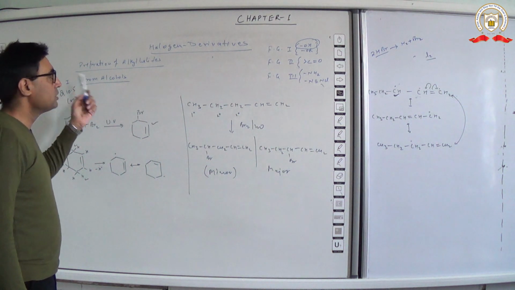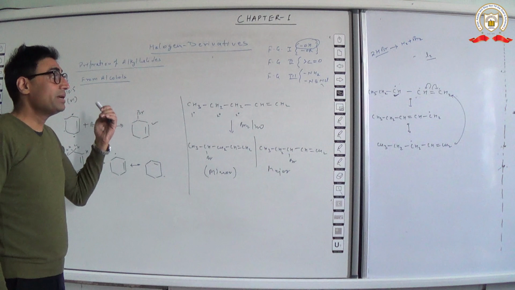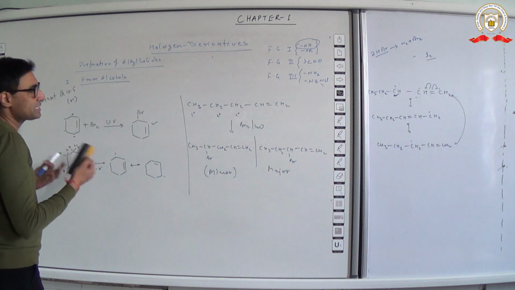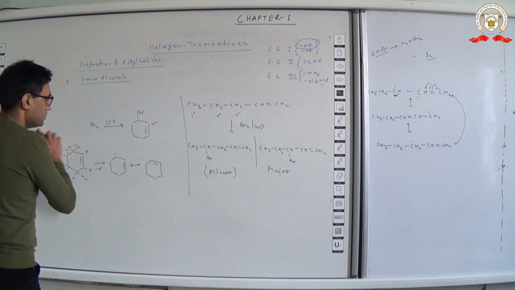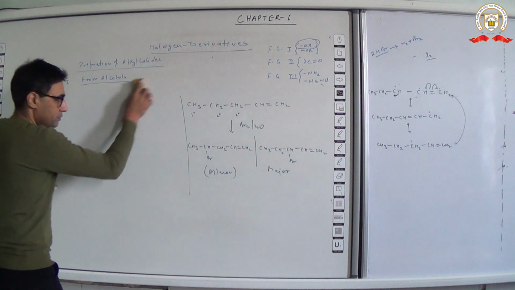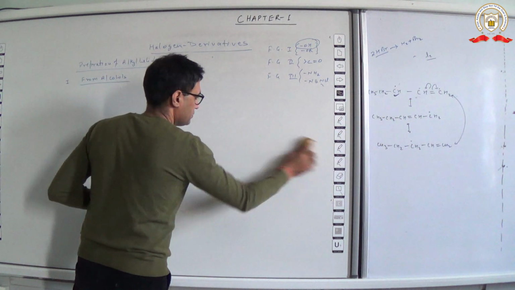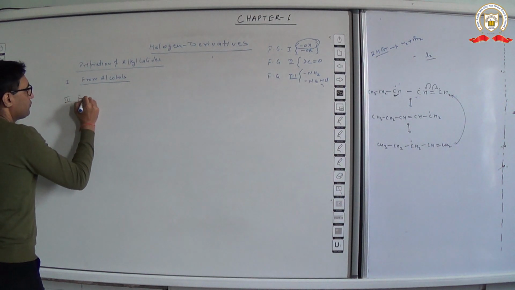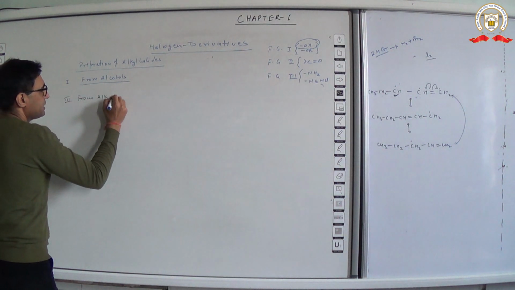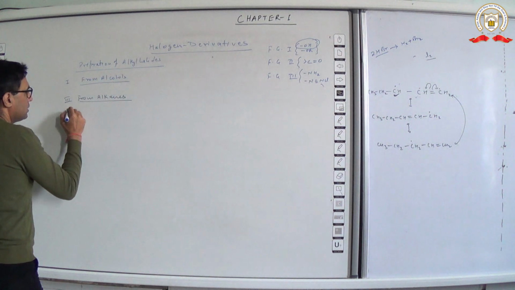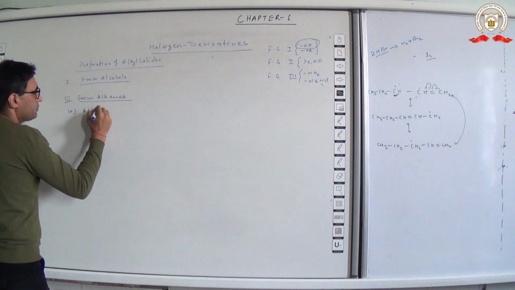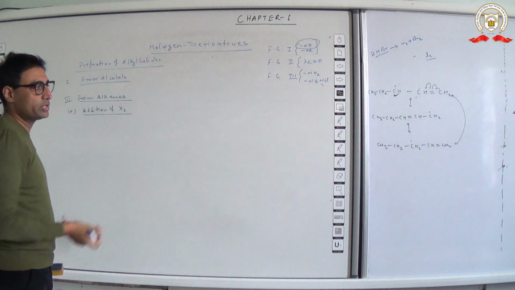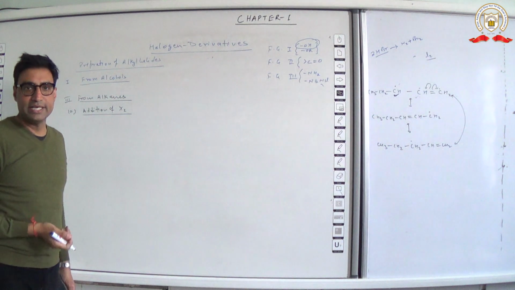From alcohol we have done, then from alkanes we have done, then from alkenes we have done. In alkenes, we'll move a step ahead. From alkenes, addition of X2. This is what we have already done. Addition of X2 is an anti-addition.